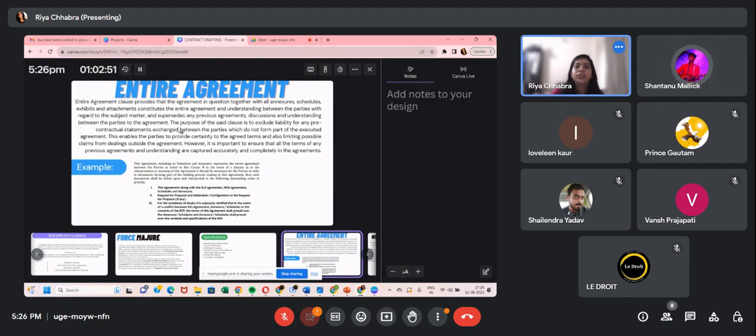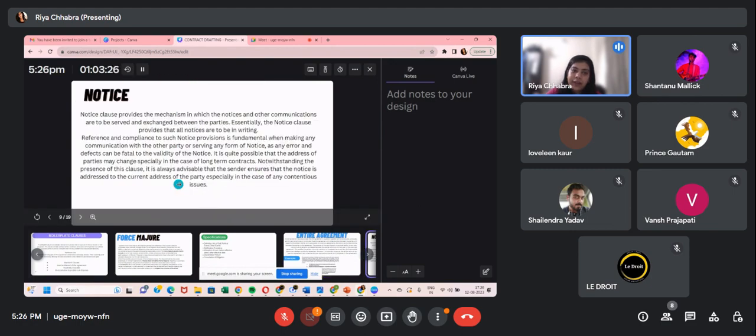Okay, ma'am. Okay, so your entire agreement clause's purpose is that it excludes liability for any pre-contractual statements exchanged between the parties which do not form part of the executed agreement. This enables the parties to provide certainty to the agreed terms and also limits possible claims from dealings outside the agreement. However, it is important to ensure that all the terms of any previous agreements and understandings are captured accurately and completely in the agreement. So, this is your example of an entire agreement clause.